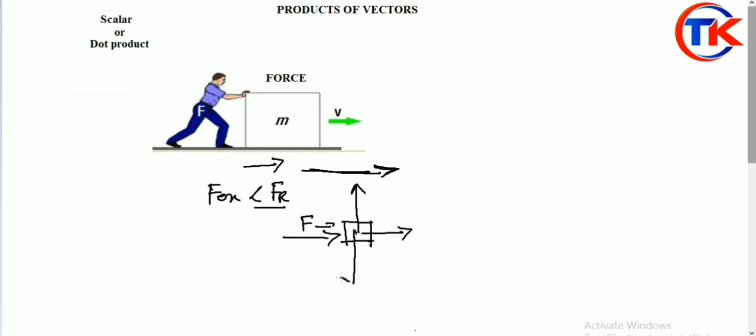Like the block will not move in this direction, right? So we don't bother about direction here. That is nature. Okay, shall we derive a scalar product in mathematical form?